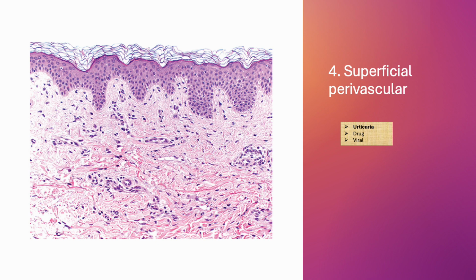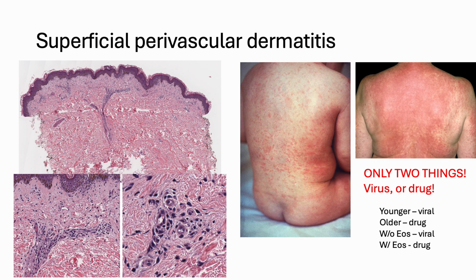Okay, let's move on to category number 4, superficial perivascular dermatitis. It includes urticaria, drug eruption, and viral exanthem. To be honest with you, I don't think the test will give you this diagnosis, superficial perivascular dermatitis. Why? The reason is because the changes are too subtle. For an AP/CP pathology resident, I think this is above your level. But it's good to put it here to complete the entire picture of pattern recognition.